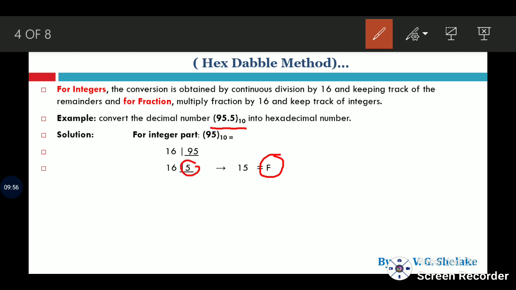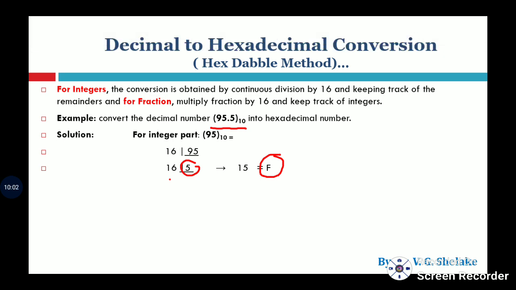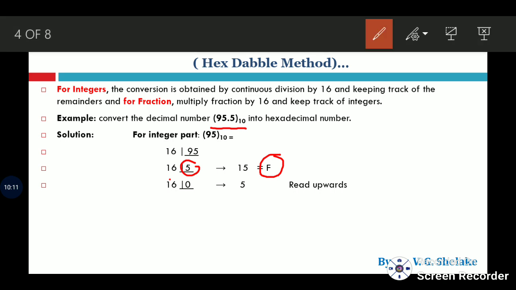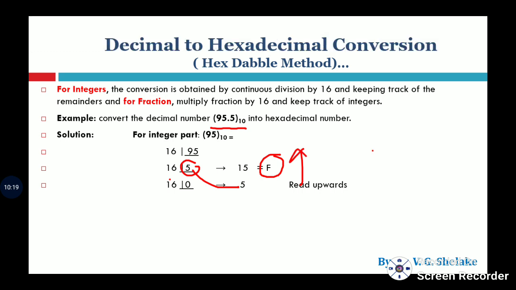So again there is 5. We have to divide 5 by 16. So it is not divisible, hence note down 0 here and 5 is carried forward. And the result will be read in the upward direction. So in this way we can convert any decimal number into its equivalent hexadecimal number.